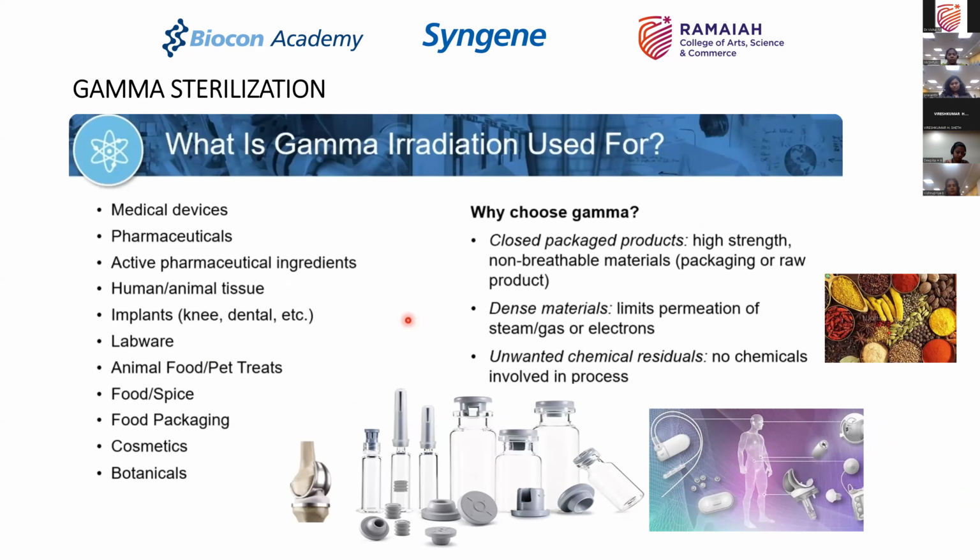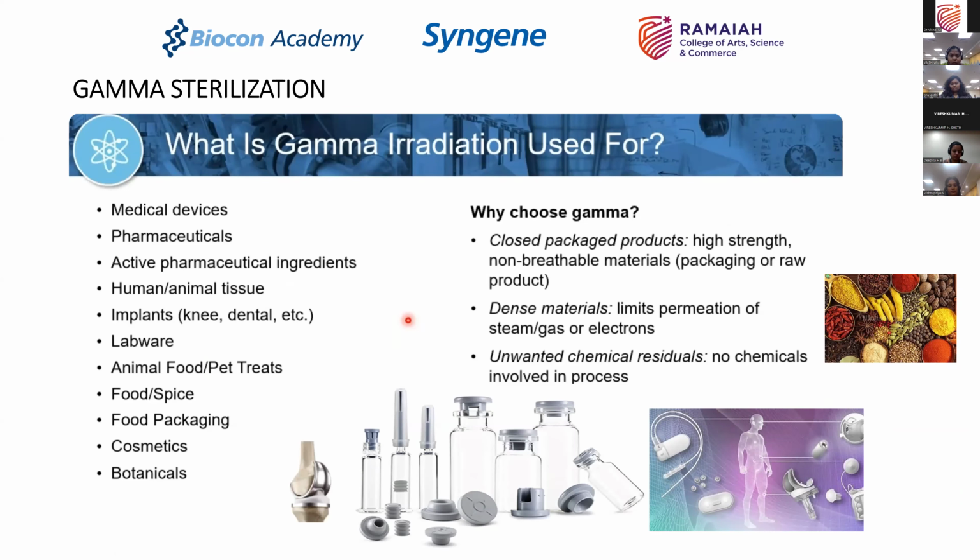It has huge usages. It is used in medical devices. Primarily, a lot of gamma irradiation usage comes into the medical device industry, pharmaceuticals, and active pharmaceutical ingredients, certain APIs which need to be rendered sterile. They may be produced in a standard chemical synthesis process or in a normal process, but if you need to make it sterile, since it is a powder for example, you will send it for gamma irradiation.